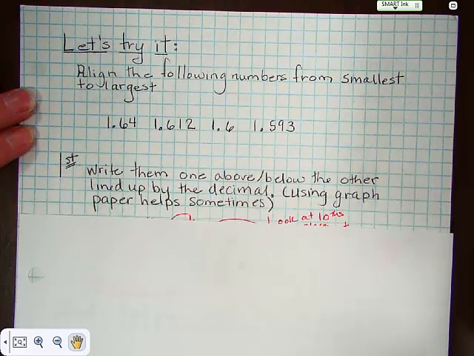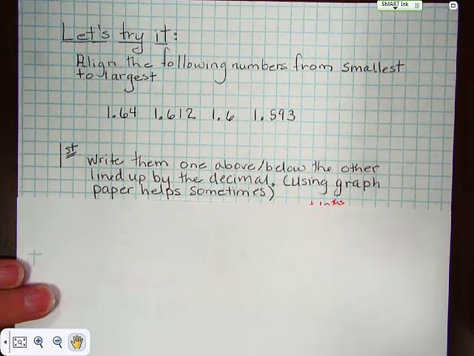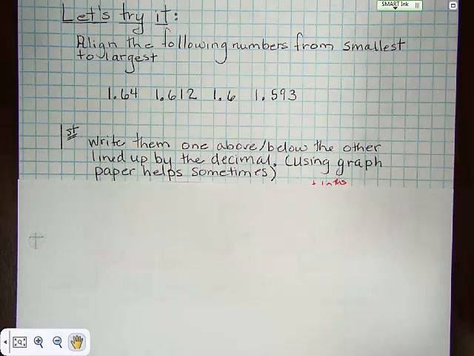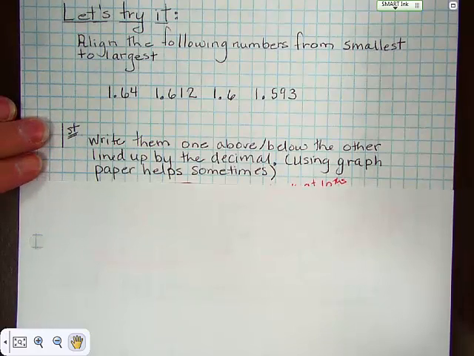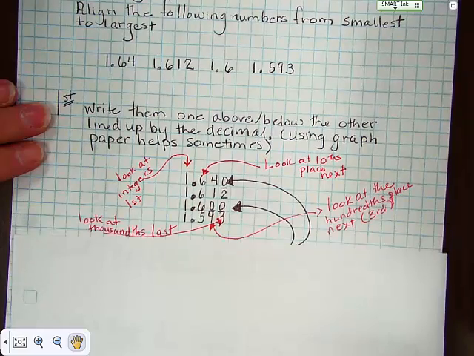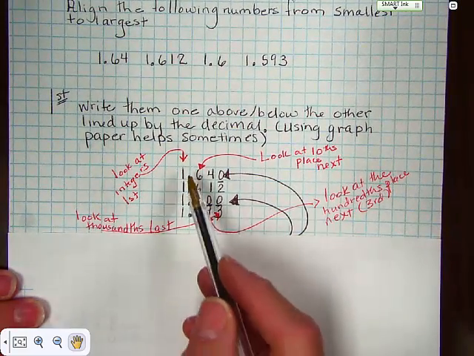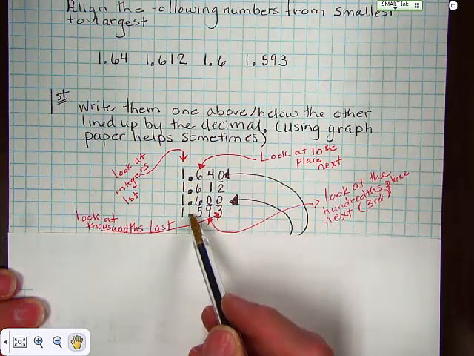The first thing you should do if you're trying to align decimals and compare them is to write them one above the other. I call it stacking them, and you should line them up by the decimal. So this is what it's going to look like. You've got them all lined up. Notice that the decimal place is right here.